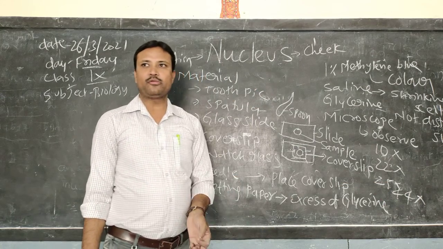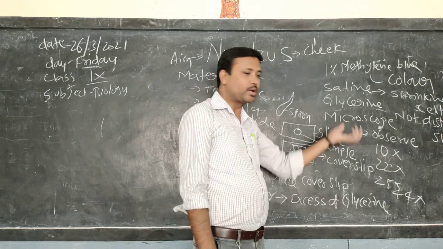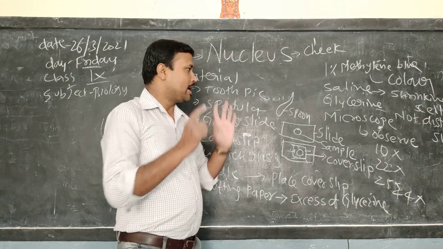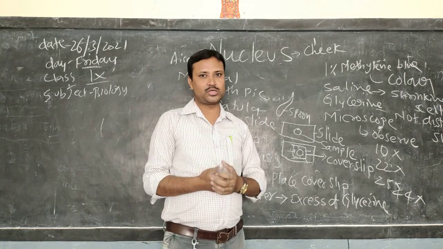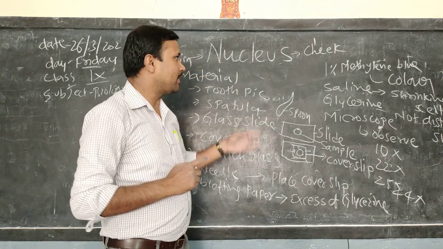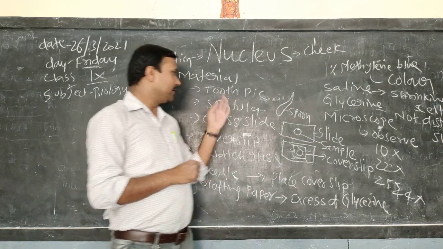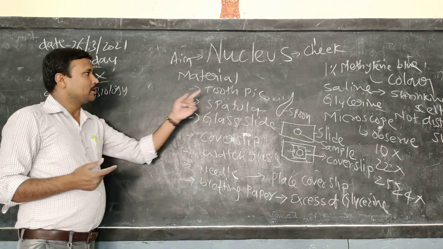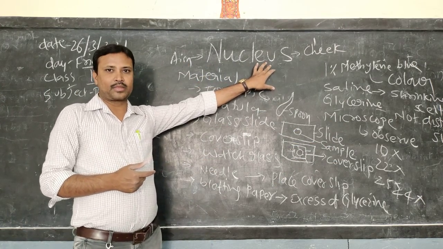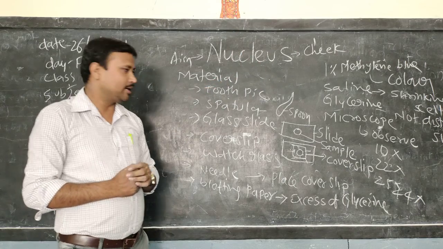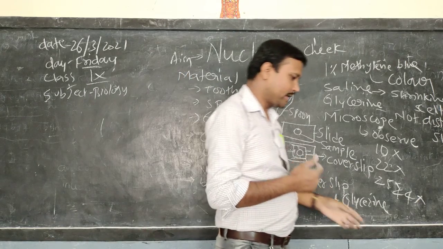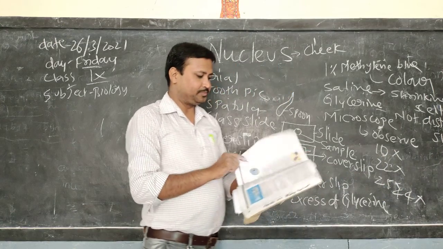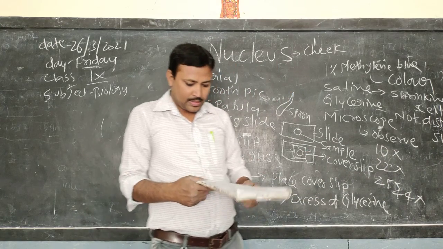Normally, if you want to observe the nucleus, we have to observe in the highest, maximum resolution. When we observe in the maximum resolution, there are more chances of getting a clear image of the nucleus. If you want to get a nice picture of the nucleus, we have to observe all these things. Now, I will read the procedure.